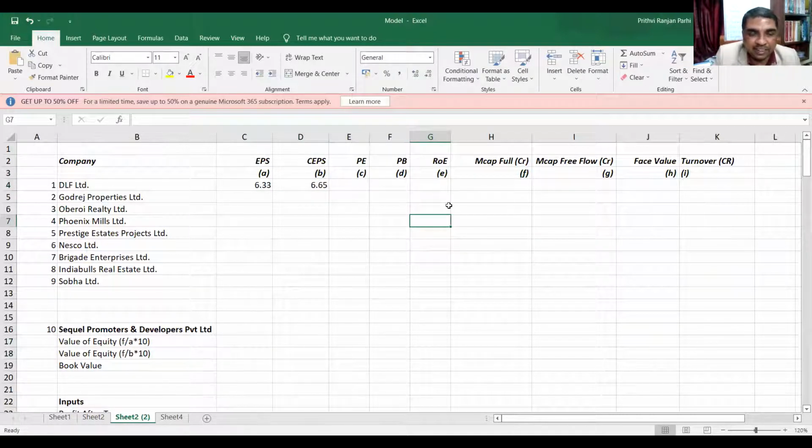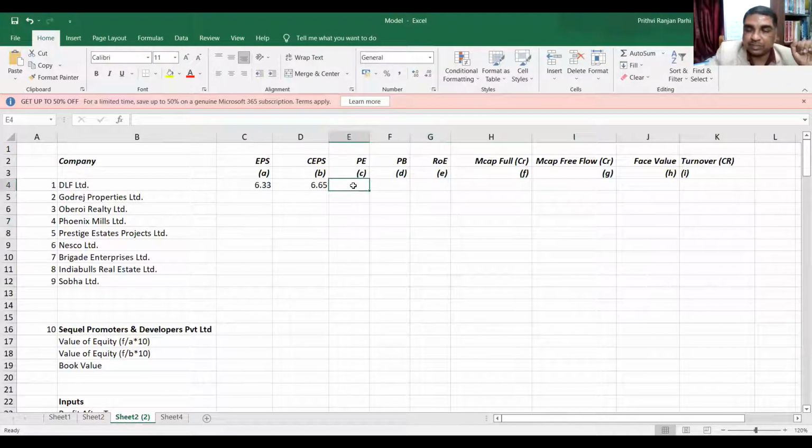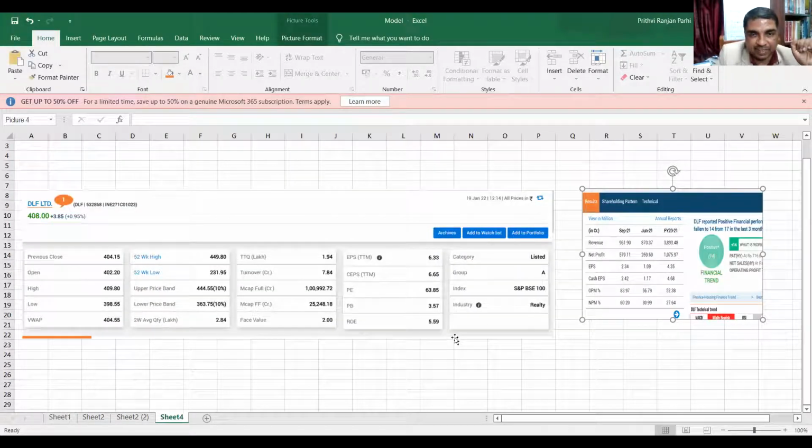Okay, I need price earning and price to book value ratio. Tell me which figure I should take. Price earning, price to book value. 63.85. First, you tell me. I'm going to this sheet. 63.85. Then price to book value, 3.5. 3.57. We'll check it. Okay. Price to book value, you see, 3.57, right?